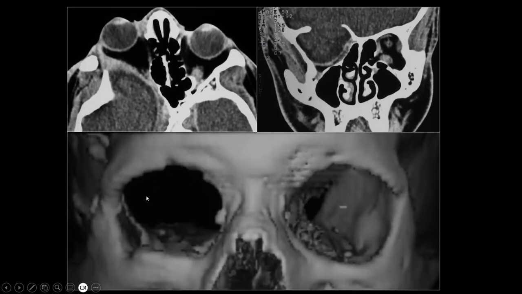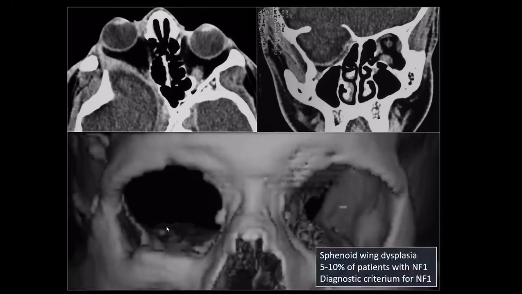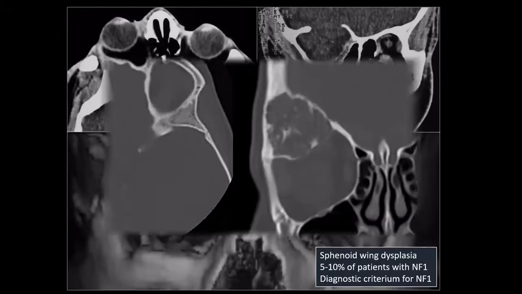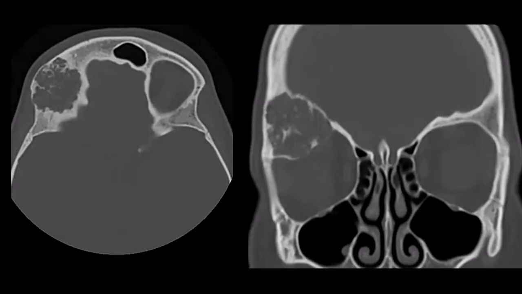And on these three-dimensional reconstructions, we see that the sphenoid wing, which can be seen over here on the ipsilateral normal side, is completely missing in this patient. So I already said this, it is seen in 5 to 10% of patients with neurofibromatosis type 1 and is one of the diagnostic criteria. Now, these two are, I believe, very important for you to know, but of course you can encounter a variety of bony lesions in the orbital roof, and I'm just going to show you a few of them, cases I've seen personally.